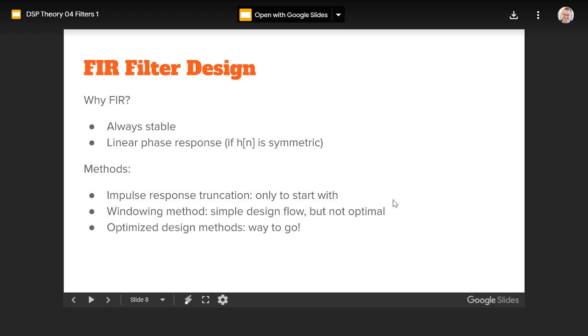Then the third one is basically optimized design methods. That's the way to go, and in MATLAB there are actually tools to do it. I will show you the MATLAB tool also, but as far as the exercise goes, I would recommend using the windowing method and typing commands.